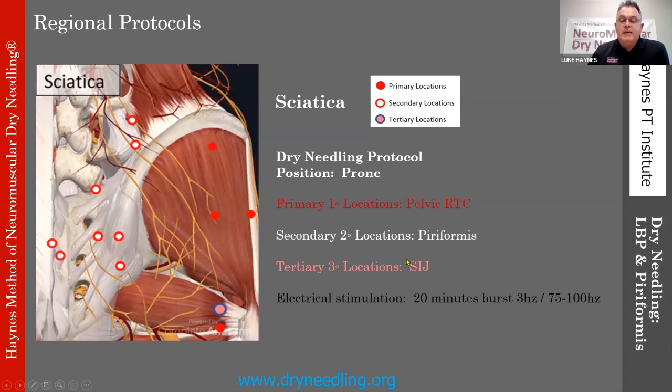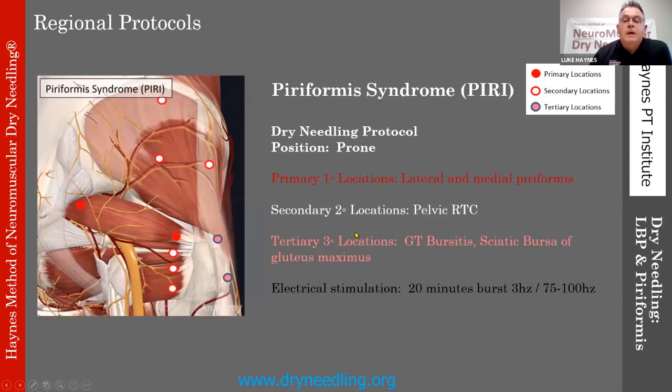Piriformis is included in SIJ. But the secondary locations, again, are all the structures that are accompanying part of the SI joint treatment. And then tertiary, and this picture is actually a little off. The SIJ should be, or the tertiary should be right here, and the secondary piriformis. So in this case, reverse the pink and the white pictures. I just put them in there backwards. So that would be my approach with sciatica.